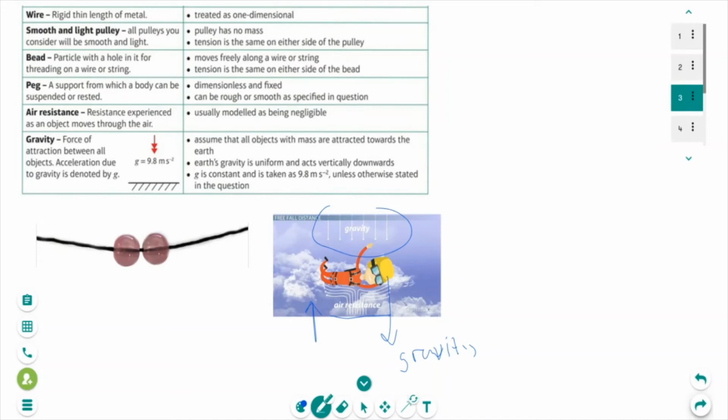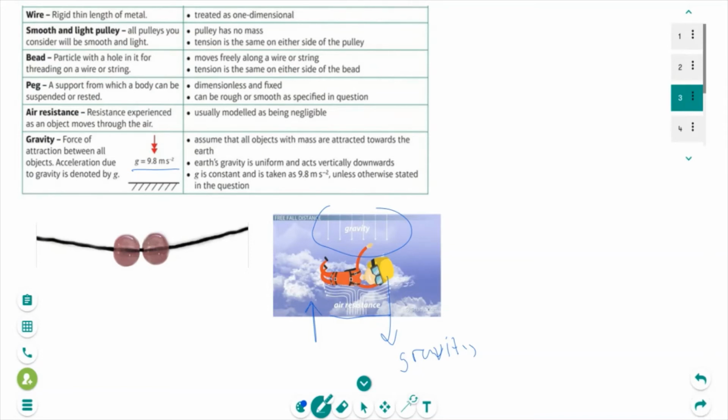Okay, hopefully you've heard of gravity. Gravity is the force of attraction between all objects, and the acceleration due to gravity we take to be 9.8 meters per second squared. So if you drop something to the ground, it is accelerating at 9.8 meters per second squared. That's if you drop anything towards the ground. Maybe in physics you do 9.81, but in mathematics they take g to be 9.8. So g is the acceleration due to gravity.